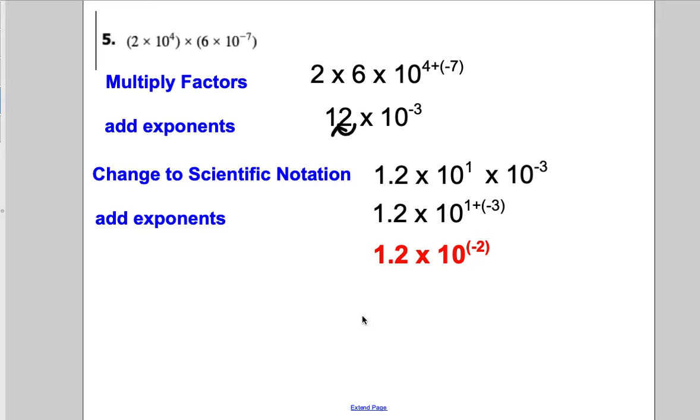That would not work for me. Okay, it has to be written in scientific notation or you do not get full credit for this assignment.